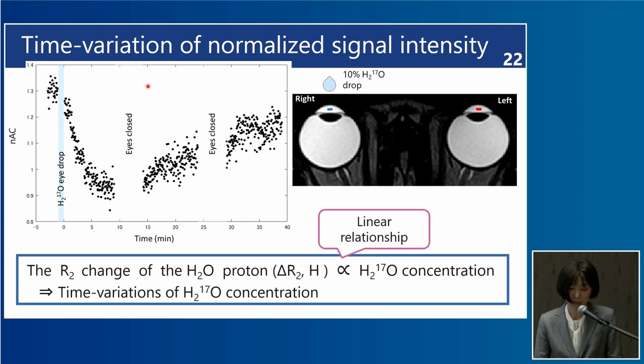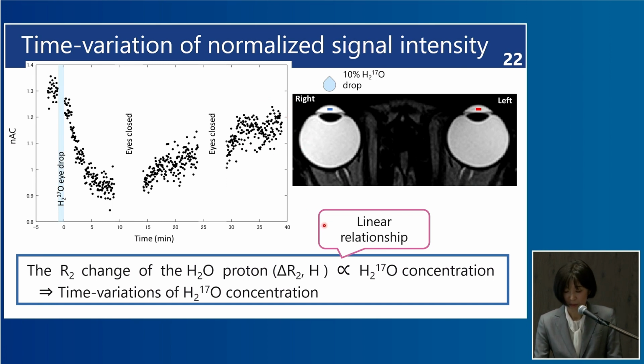Here is an example of time variation of normalized signal intensity. The signal decreased after the eye drops, then recovered, reaching a value close to that before eye drops at 40 minutes.